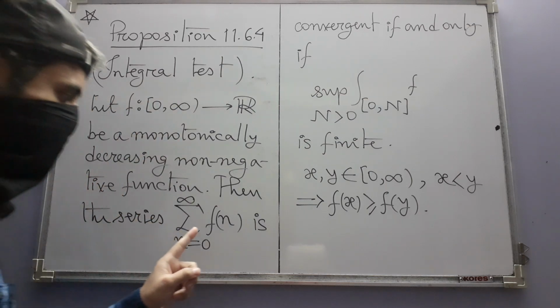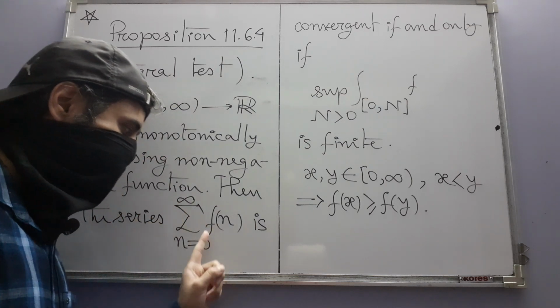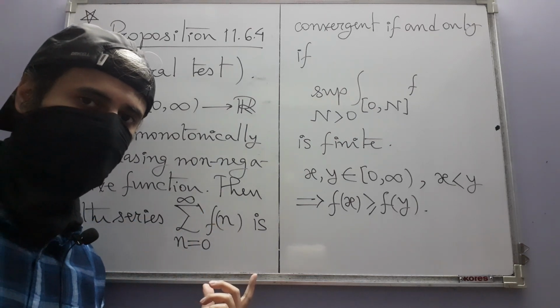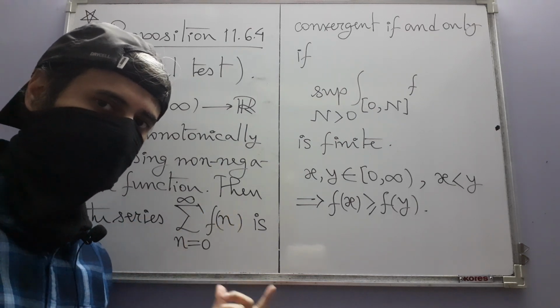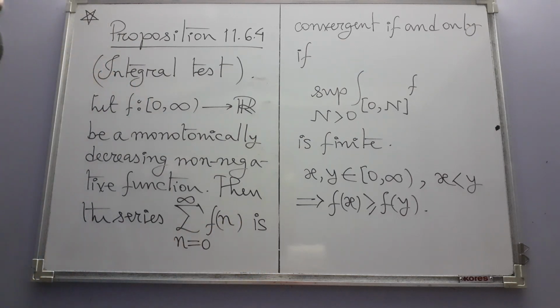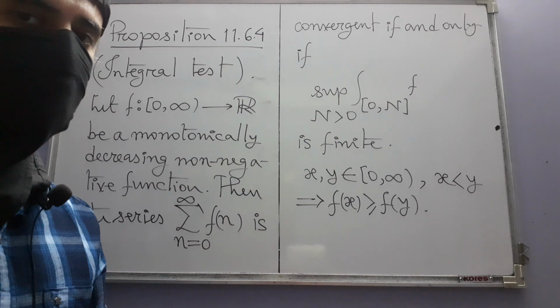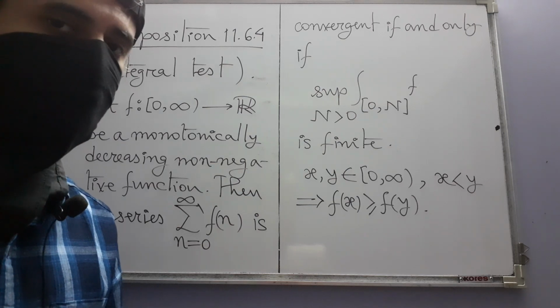Then the f values at the natural numbers give us a series of real numbers. That series is convergent if and only if this quantity is a real number, is finite.